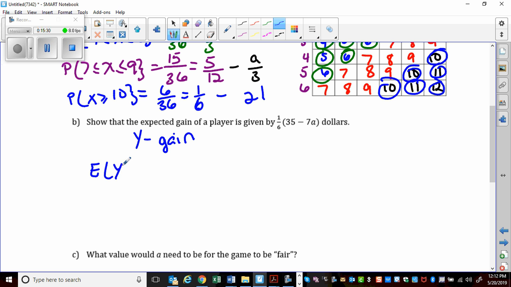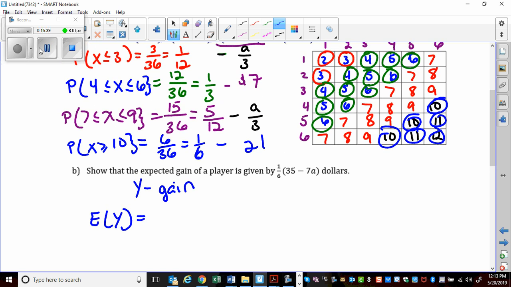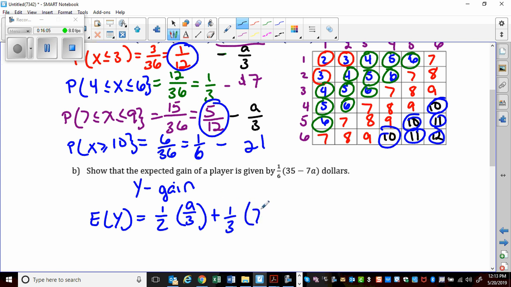So my expected gain is the ones with a over 3 are 1/2 and 5 over 12. If we add these together, this gives me 6 over 12, or sorry, 1 over 12 and 5 over 12. So this is 6 over 12, or 1/2 times my a over 3, plus 7 times 1/3, or 1/3 times $7, plus, and then we have 1/6 times $21.